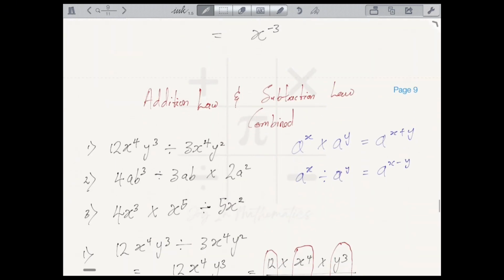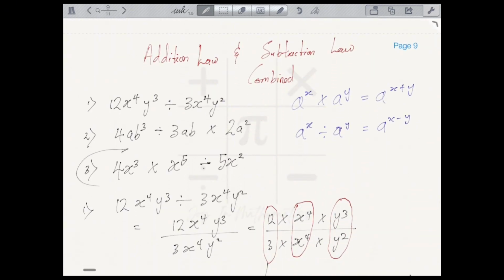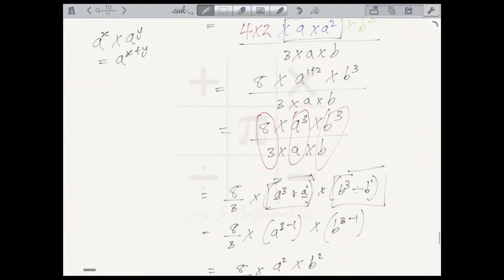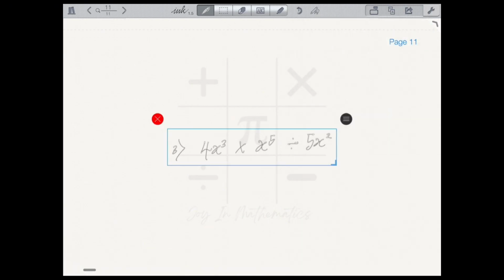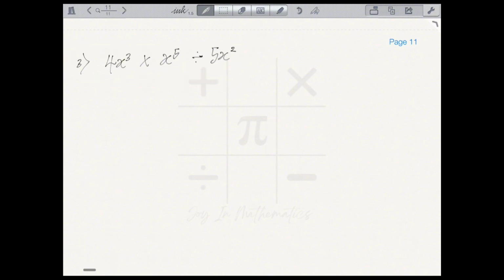Now let's go ahead and solve question 3. Let's copy and then paste it on a new page. Now question 3 is a little bit less complex than the previous question, that is question 2. Since there is no form of bracket here, we go straight and say this is equal to 4x raised to the power 3 multiplied by x raised to the power 5 divided by 5x raised to the power 2.